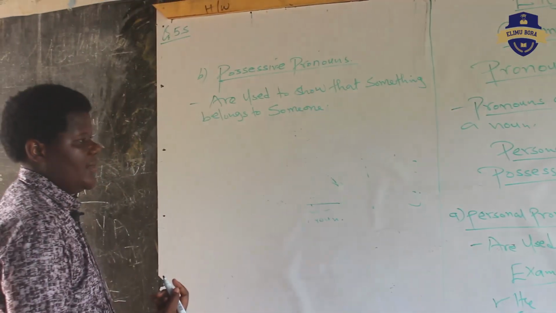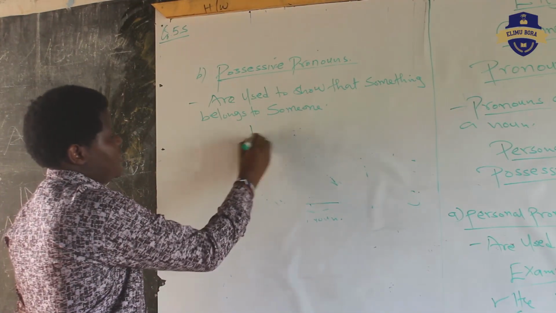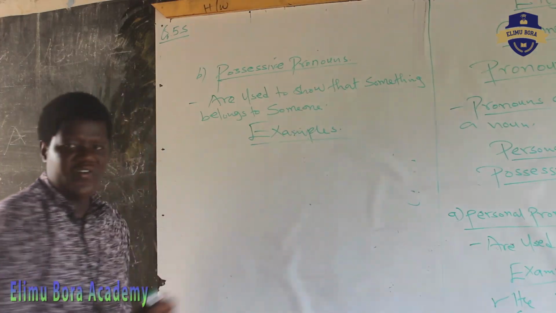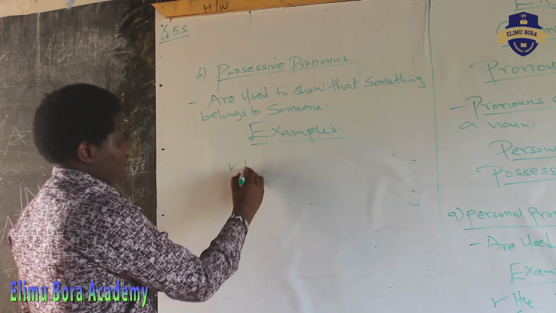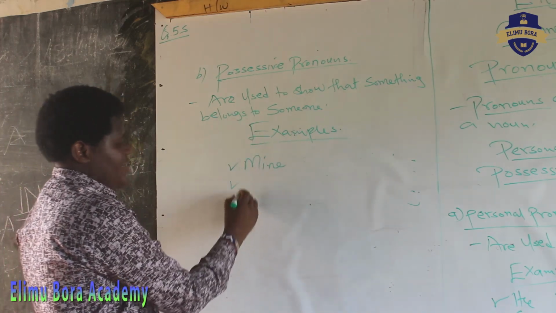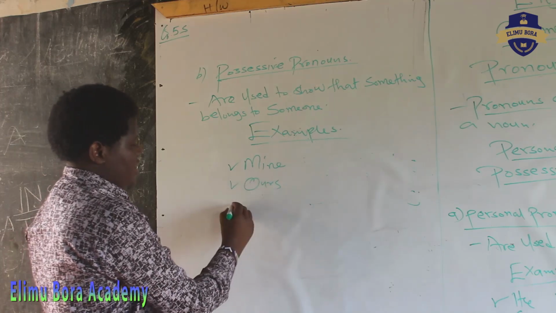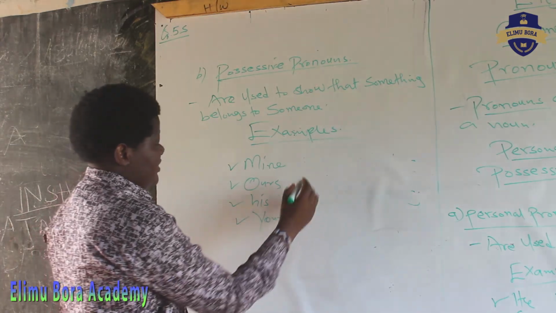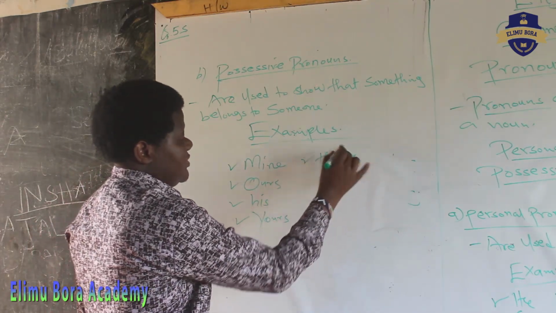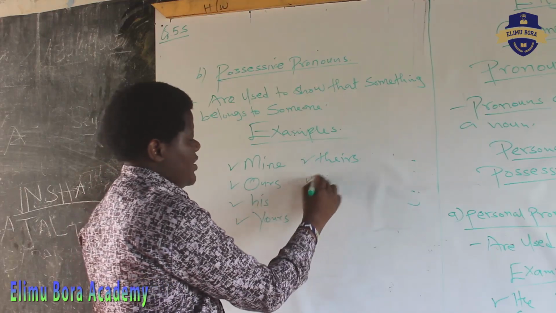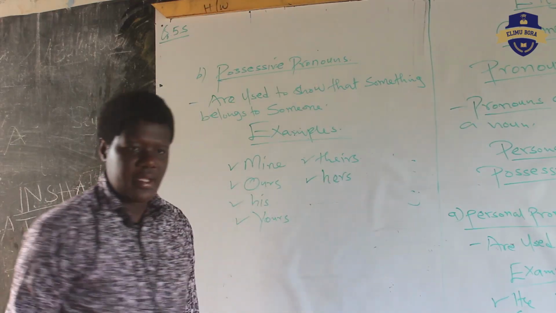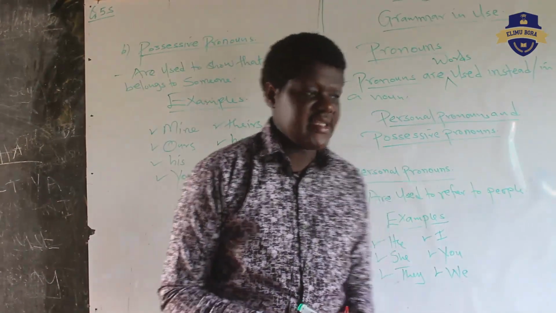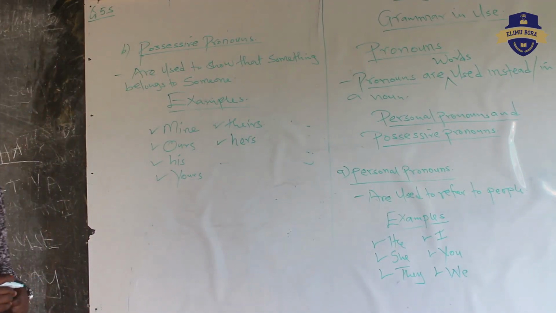Therefore, without wasting time, let us give examples. Some examples of possessive pronoun, if not all. The common one, the one I've used now, is mine. Another one is ours, then we have his, yours, theirs, and hers. So these are just examples. There are also other examples, but these are just a few that we have mentioned.